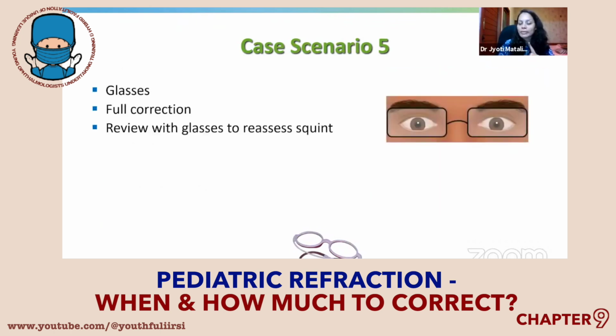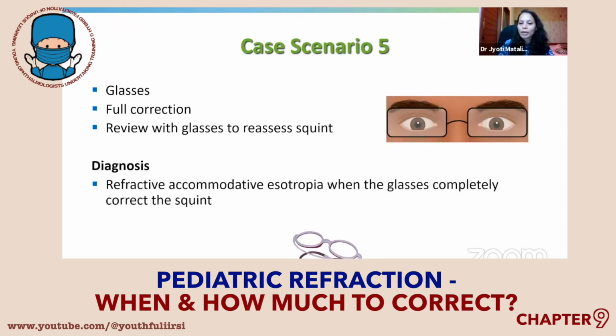Now post squint with the glasses, if you do the squint assessment, you notice the eyes are absolutely straight. This is a classical example of refractive accommodative esotropia, and the glasses completely correct the squint. So this patient will need full correction of glasses. Now let's look at a similar scenario.